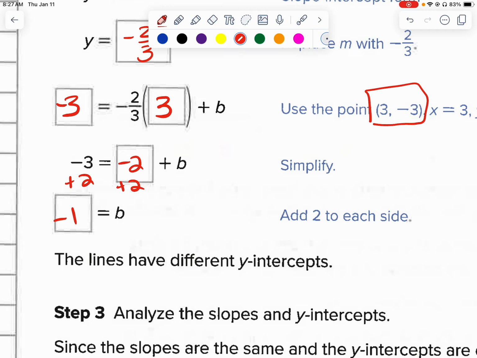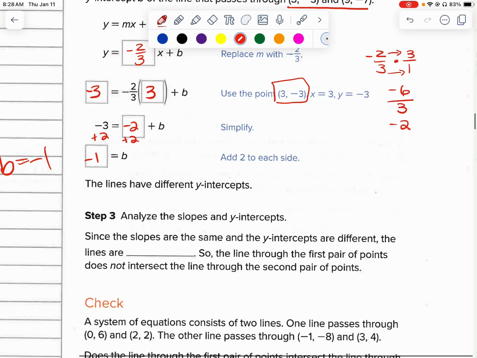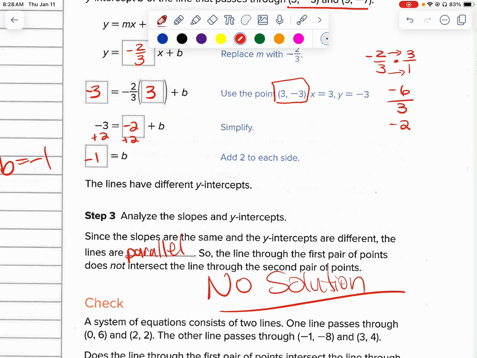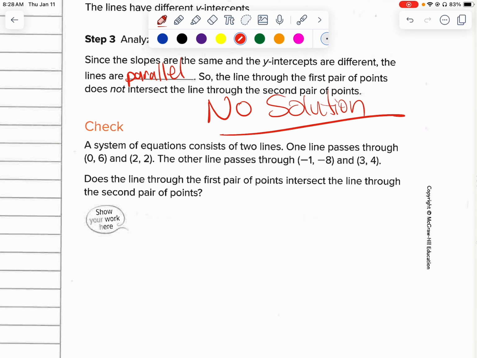So this intercept, this b, was negative 1. This b is 4. They are not the same, so that means the lines are parallel. That means there is no solution. The lines are parallel, so it's no solution. So we're going to do the same thing down here. I've got the point (0, 6) and the point (2, 2).